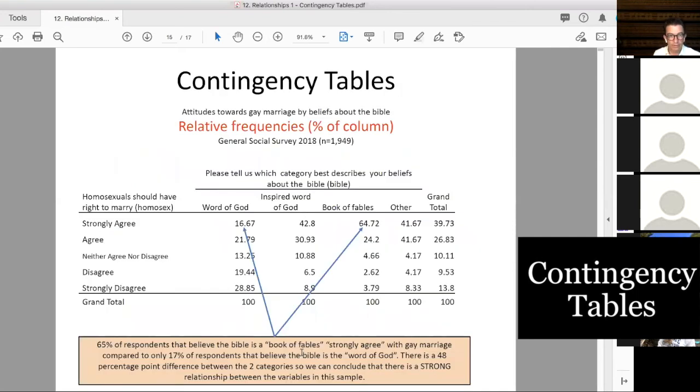Now, how strong they are, like I said, we want to compare right at the extremes, like the strongly agree and the strongly disagree. For strongly agree, here we see a big difference. How many percentage points? There's a 48 percentage point difference between these two categories. So there is a strong relationship. Anything above 10 percentage points is a considerable relationship. And so 48 is a very strong relationship.